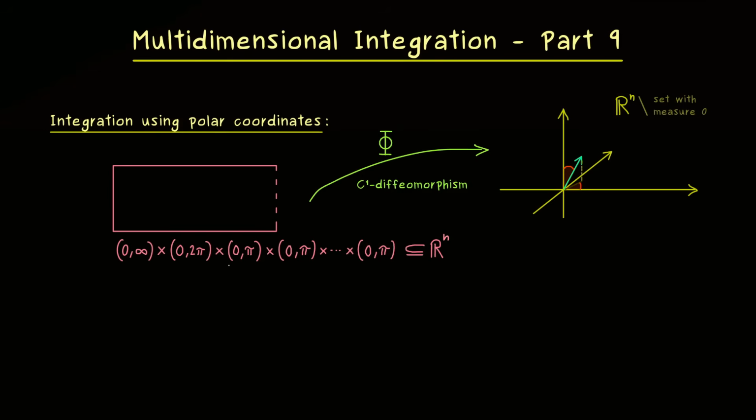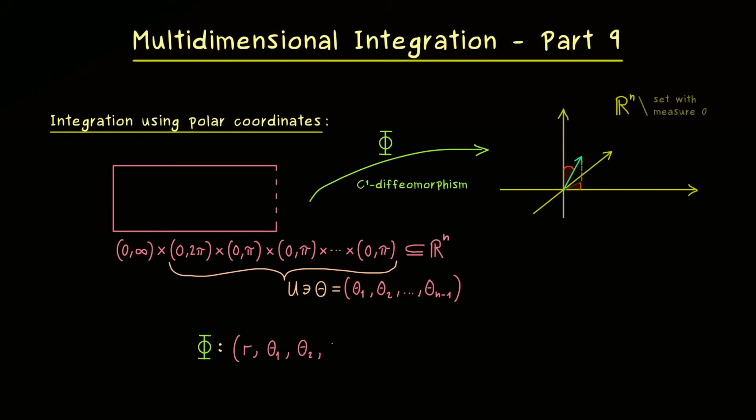And now in order to keep it tidy, let's put all these intervals for the angles into an n-1 dimensional subset U. This means if we call an element from U theta, then this one has n-1 coordinates. And in order to keep it simple, let's call them theta 1, theta 2 and so on. Okay, and now most importantly, we have to write down the definition of our diffeomorphism phi. So the input is given by our n parameters and the first one we call r. This makes sense because it should be the radius and the other ones are our theta angles.